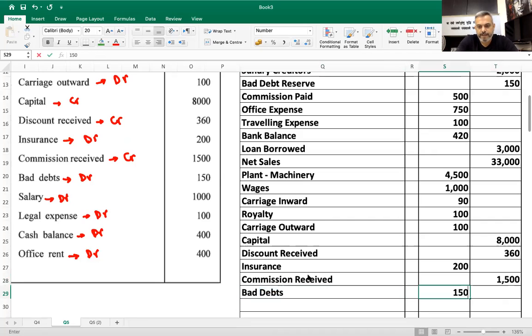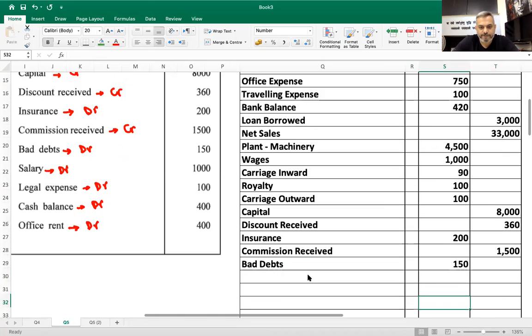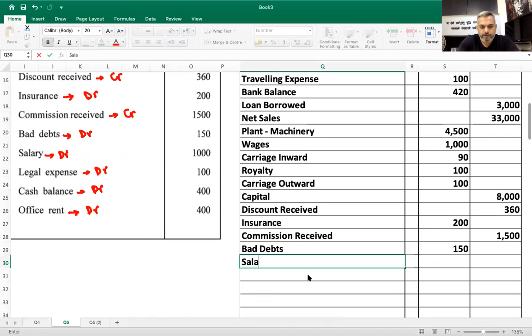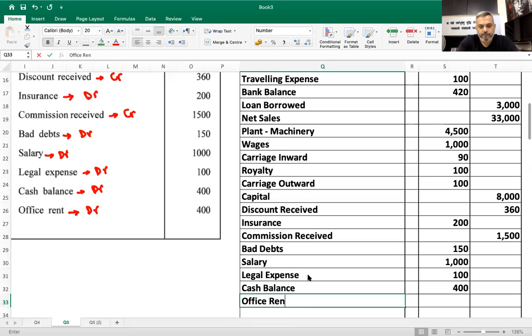Bad debts. It's our expense. People from whom we have to take money, they have refused to pay, they have become insolvent, they are not paying. So we are considering that as our bad debts. So it's a loss of business. So debit side 150, salary 1000, legal expense, it's an expense. So debit 100, cash balance debit 400, and office rent, it's an expense 400.